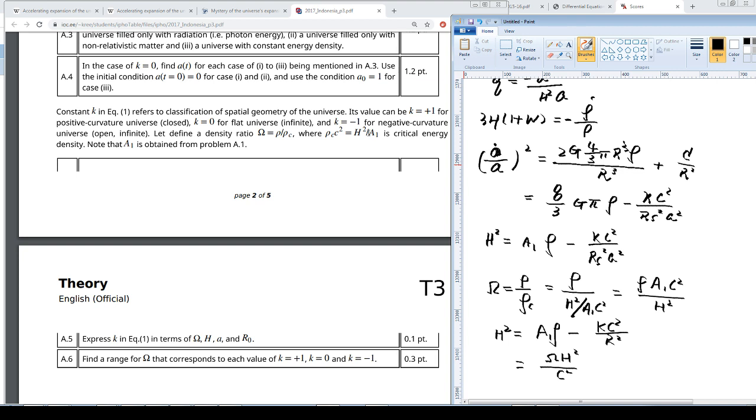Okay, h is dimensionless. No, h is per second squared. H squared is per second squared. What's A1? A1 is G pi. G pi. Newton meter squared per kg squared.